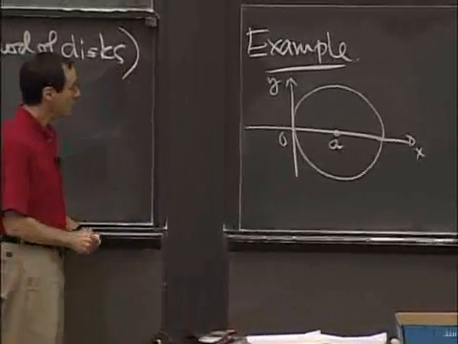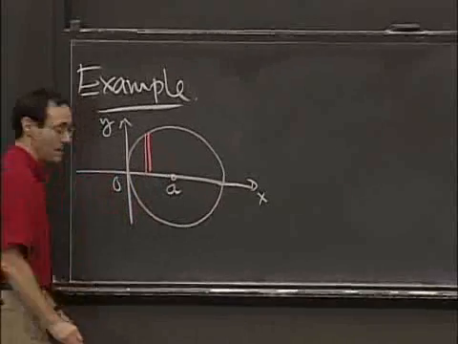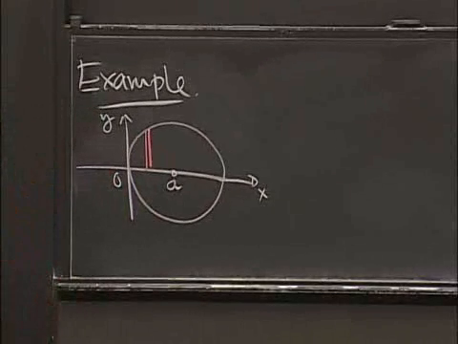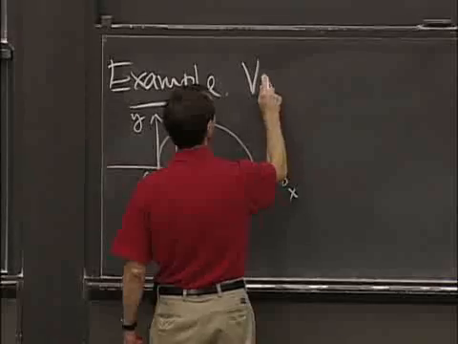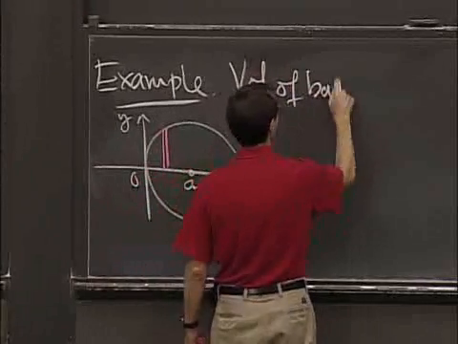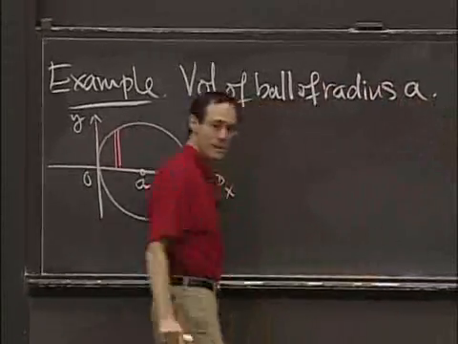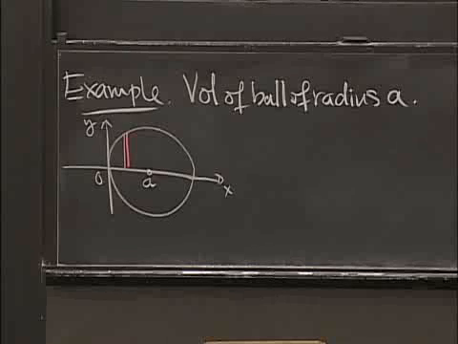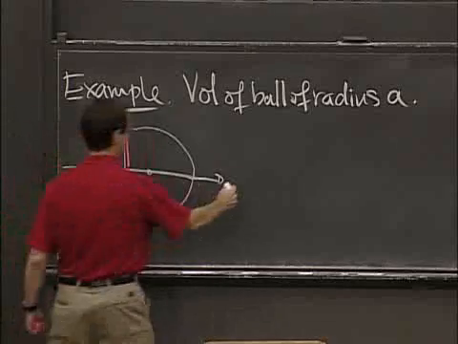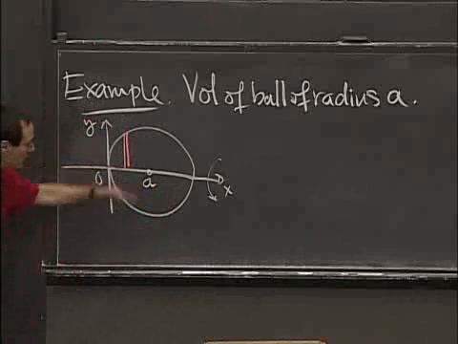So again, the formula has to do with keeping track of these slices here. And we're sweeping things around. So the full region that we're talking about is the volume of the ball of radius a. That's what our goal is, to figure out what the volume of the ball of radius a is. All right. Again, the thing sweeps around, coming out of the blackboard, spinning around on this x-axis.